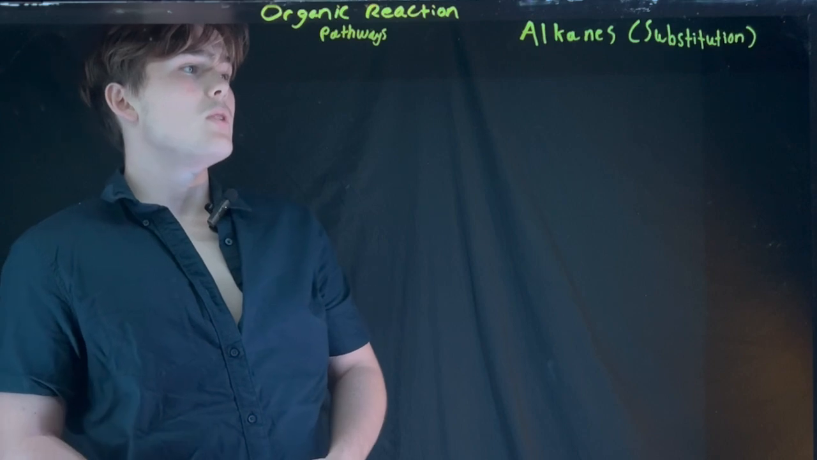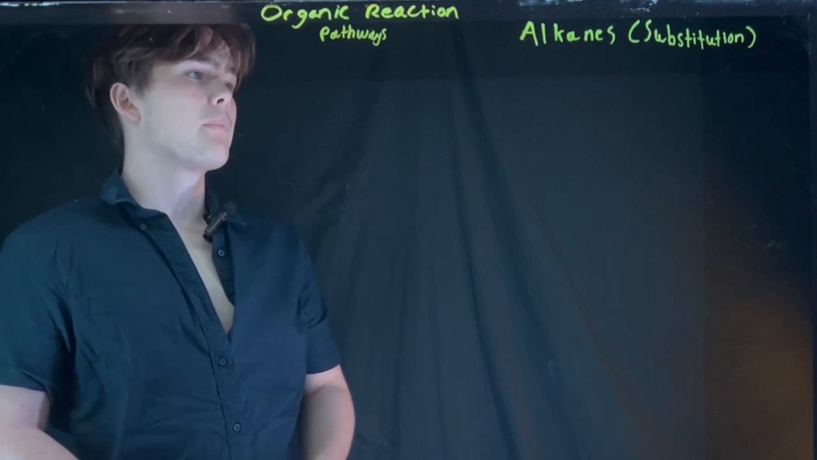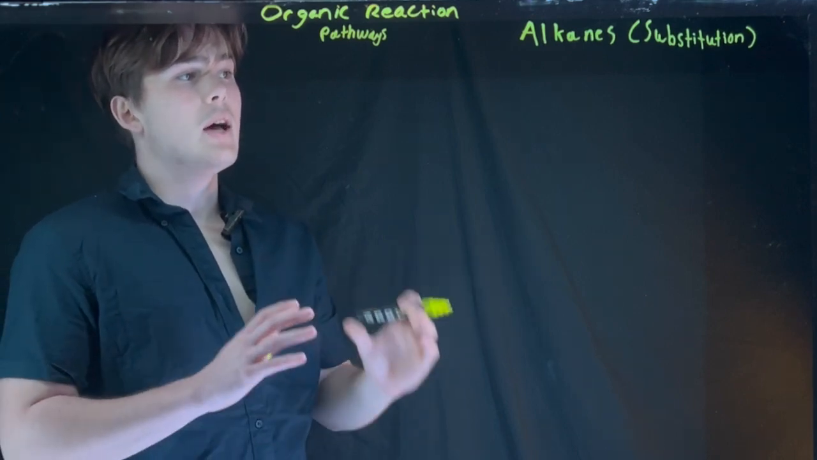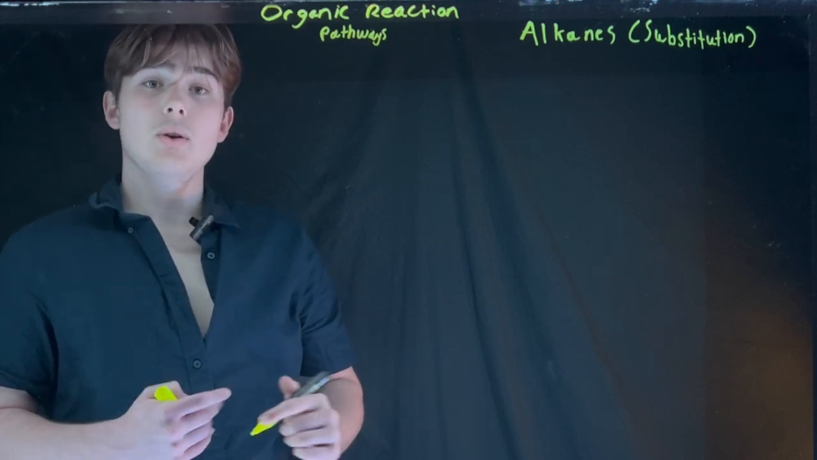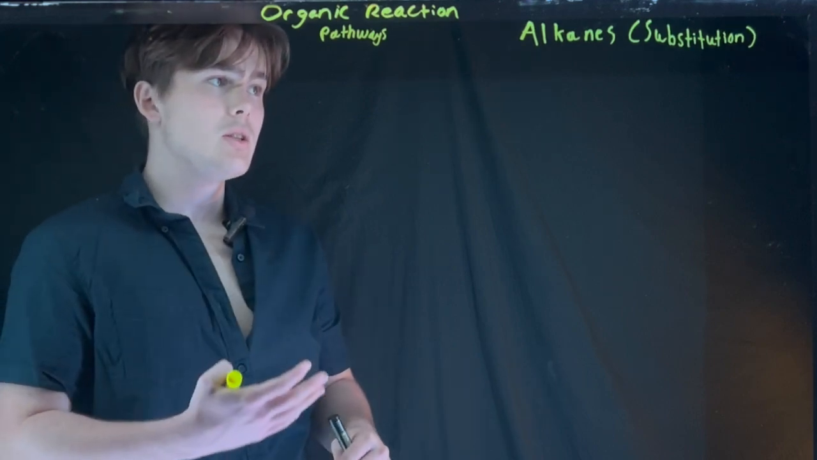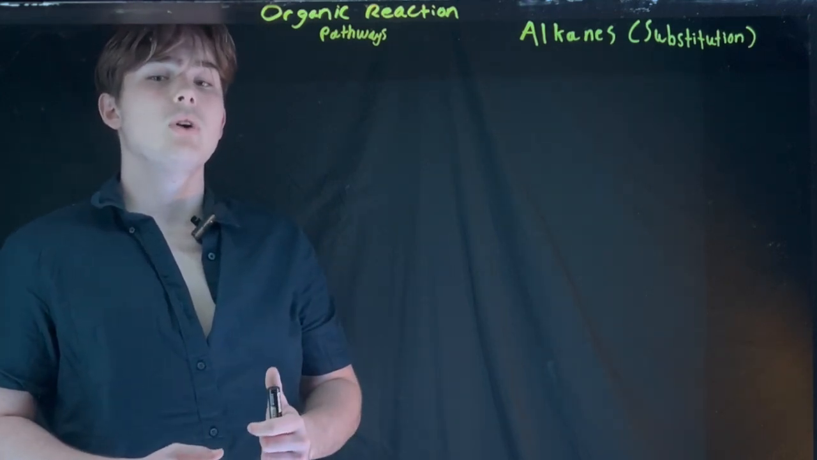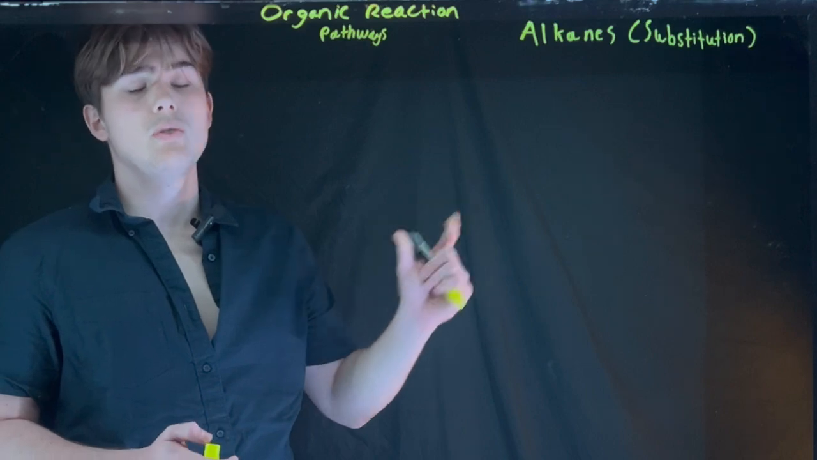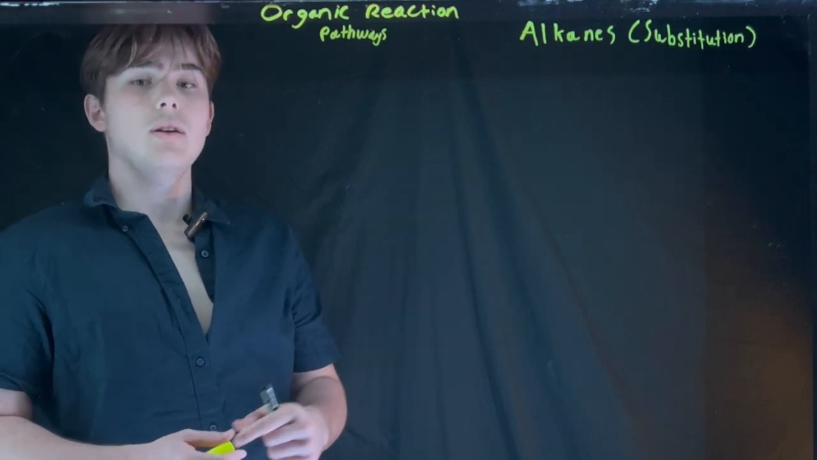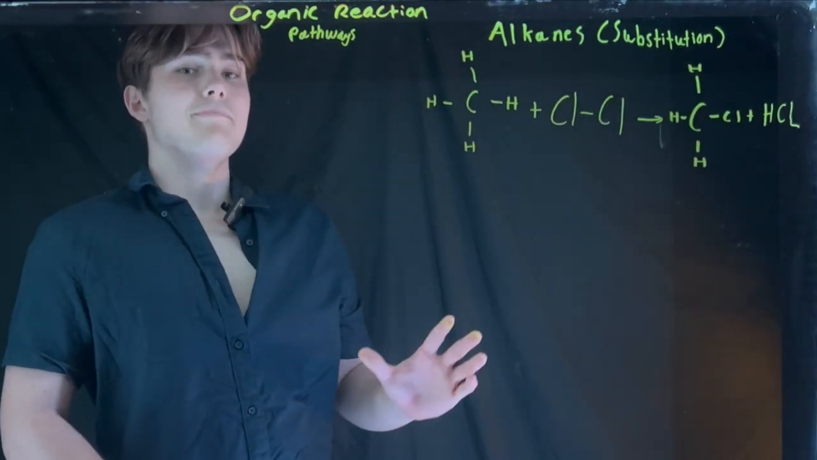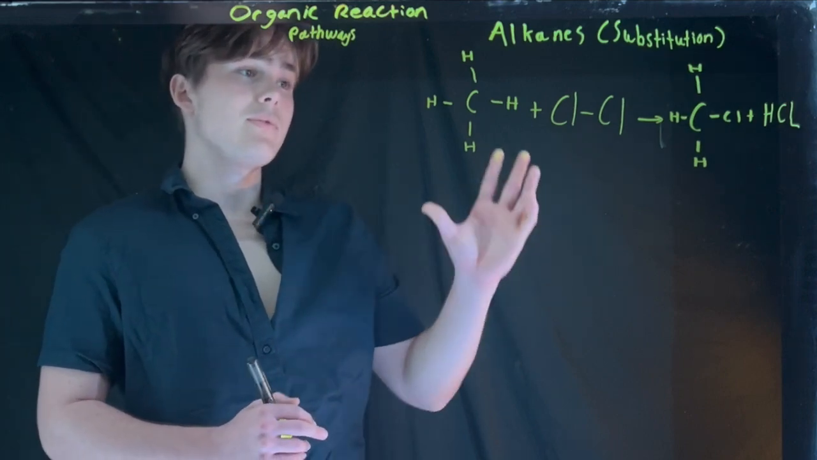Alright, so let's go through an example now. We'll actually talk about how haloalkanes are formed, which is alkanes that have a halogen attached to the carbon chain instead of a hydrogen. And that is formed through a substitution reaction. So let's go through that a little bit more now. Let's have a look at this one here.